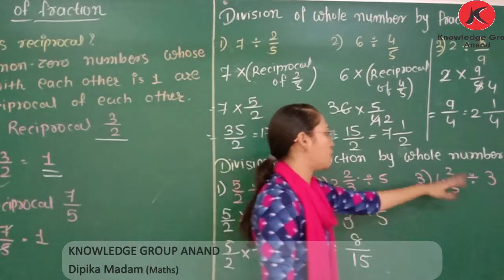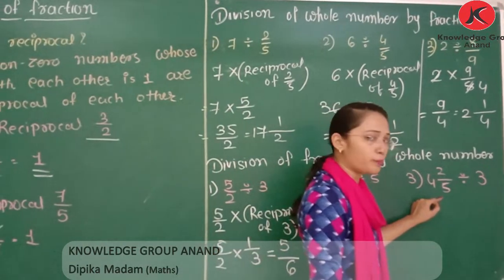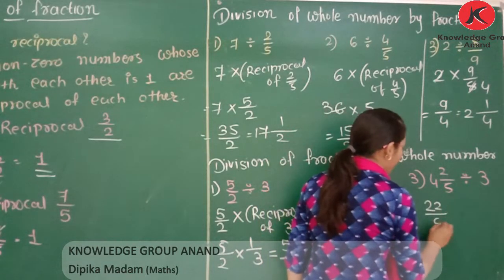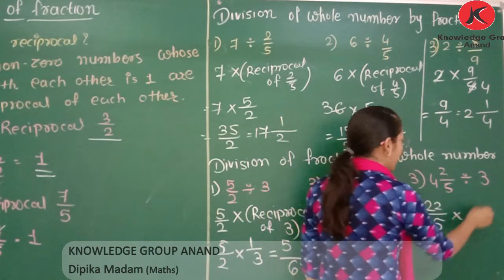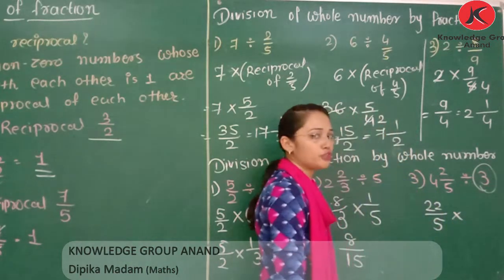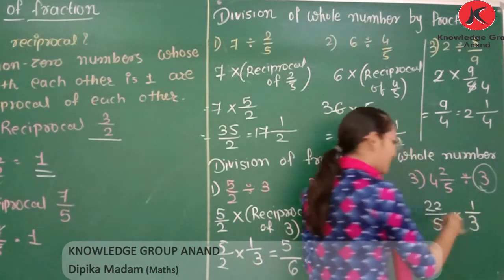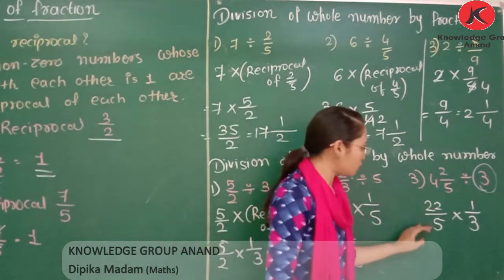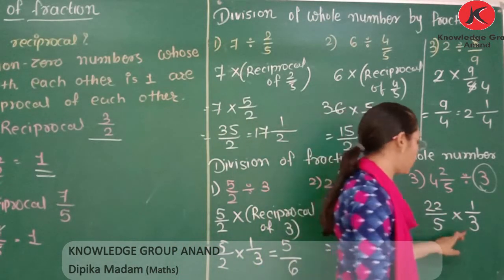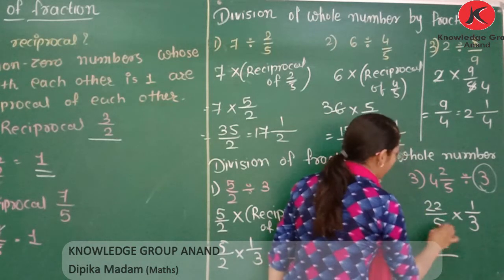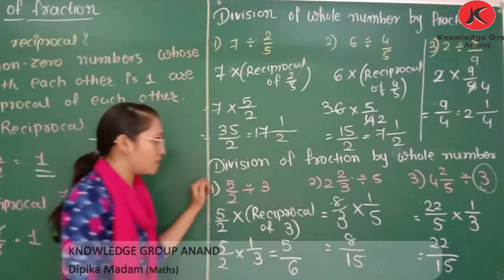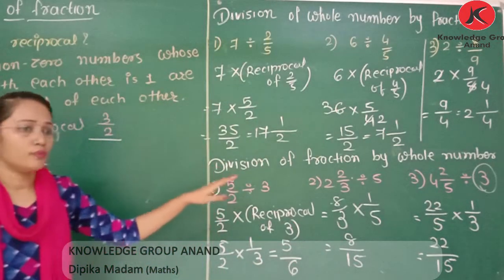Third, convert this 4 2 by 5 into an improper fraction. 4 5s are 20 plus 2, 22 by 5. Division becomes multiplication by writing the reciprocal of 3. Always find the reciprocal of the second number; the first number's reciprocal is not taken. So 22 by 5 multiplied by 1 by 3. It is 22, 5 3s are 15. Okay. In the next video we will learn division of a fraction by a fraction.